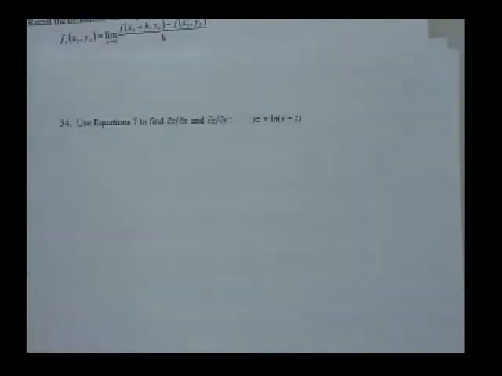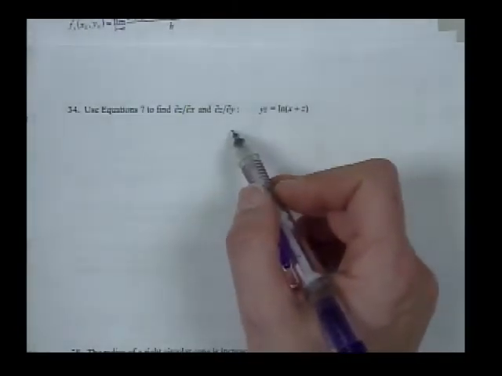34, yes. So the first thing, though, that we have to do is we have to get everything on one side. We have to get it set equal to 0. So we're going to subtract the natural log from both sides. You could also subtract yz from both sides. It doesn't matter.